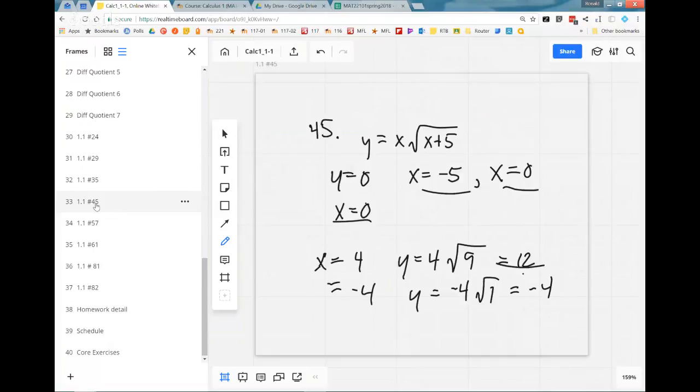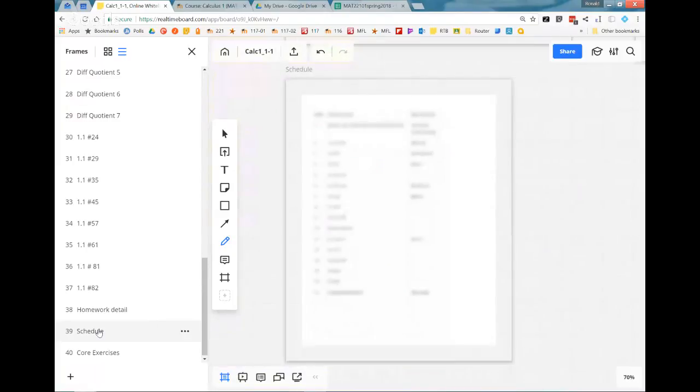Number 45, we've got this function y equals x times the square root of x minus 5. I don't have the problem in front of me, so let me see if I can. Well, anyway, I'd like you to work on this.